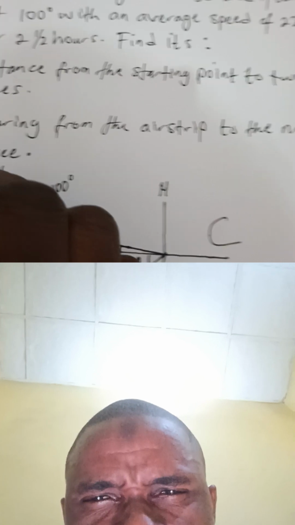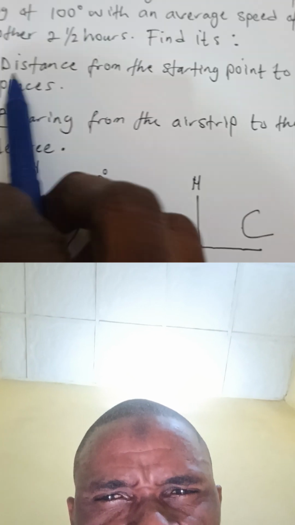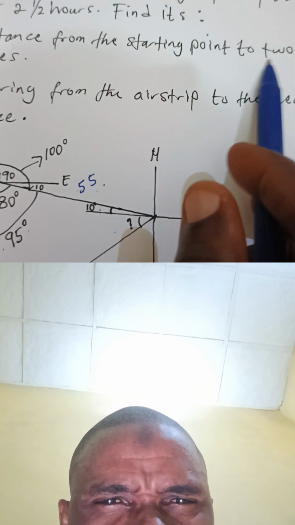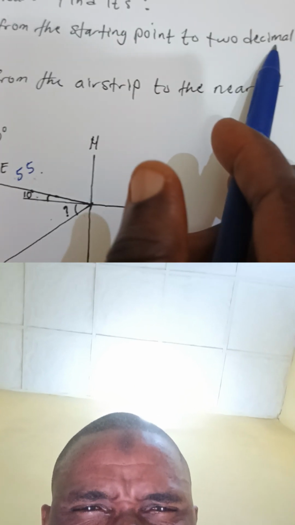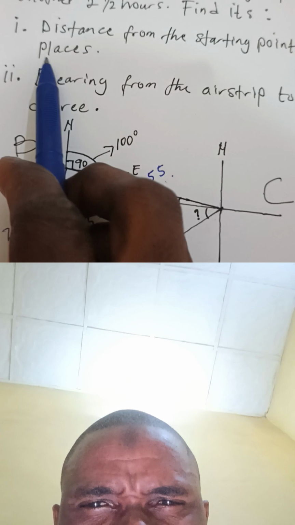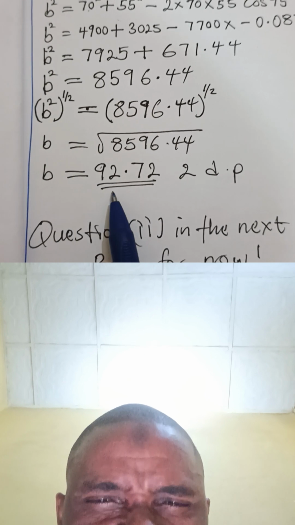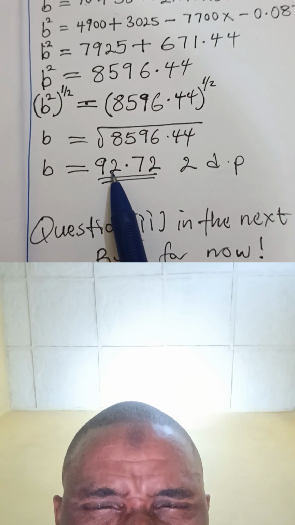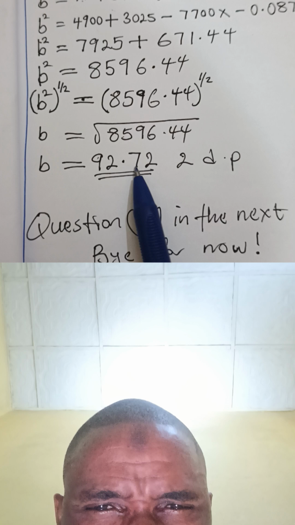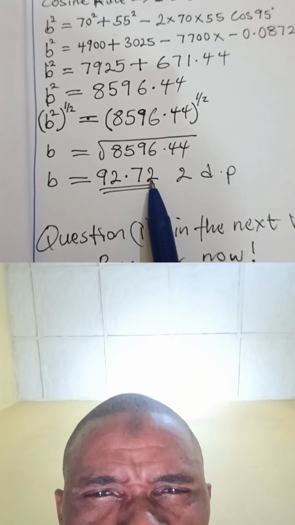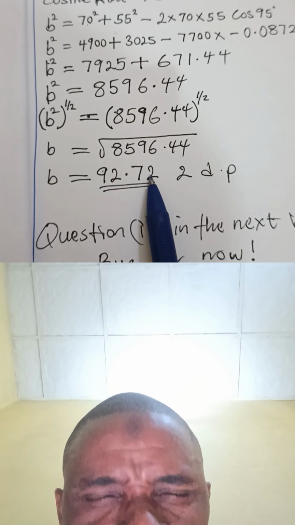The question said, let me go back gently, the distance from the starting point to 2 decimal places. Let's go back to our question. So when you find the square root of this one, to 2 decimal places, it will give you 92.72. This is to 2 decimal places. So this is the distance of that plane from the starting point.